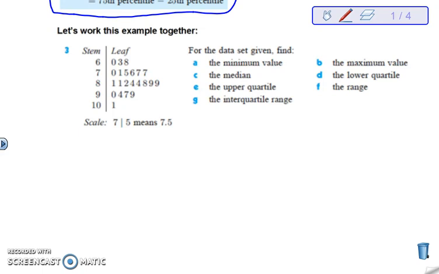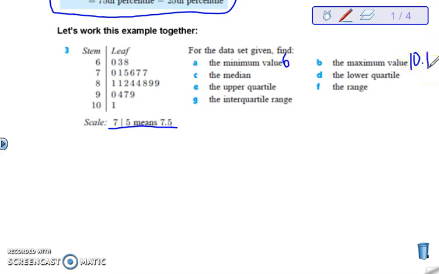So if we're looking at our data, we have our stem and leaf. Notice the stem counts as the ones place in this particular example. So this is not 75, instead it would be 7.5. So finding most of these is going to be pretty straightforward, right? Minimum value, we're just going to look at the information, find the lowest one, so 6.0. Maximum value, find the highest one.